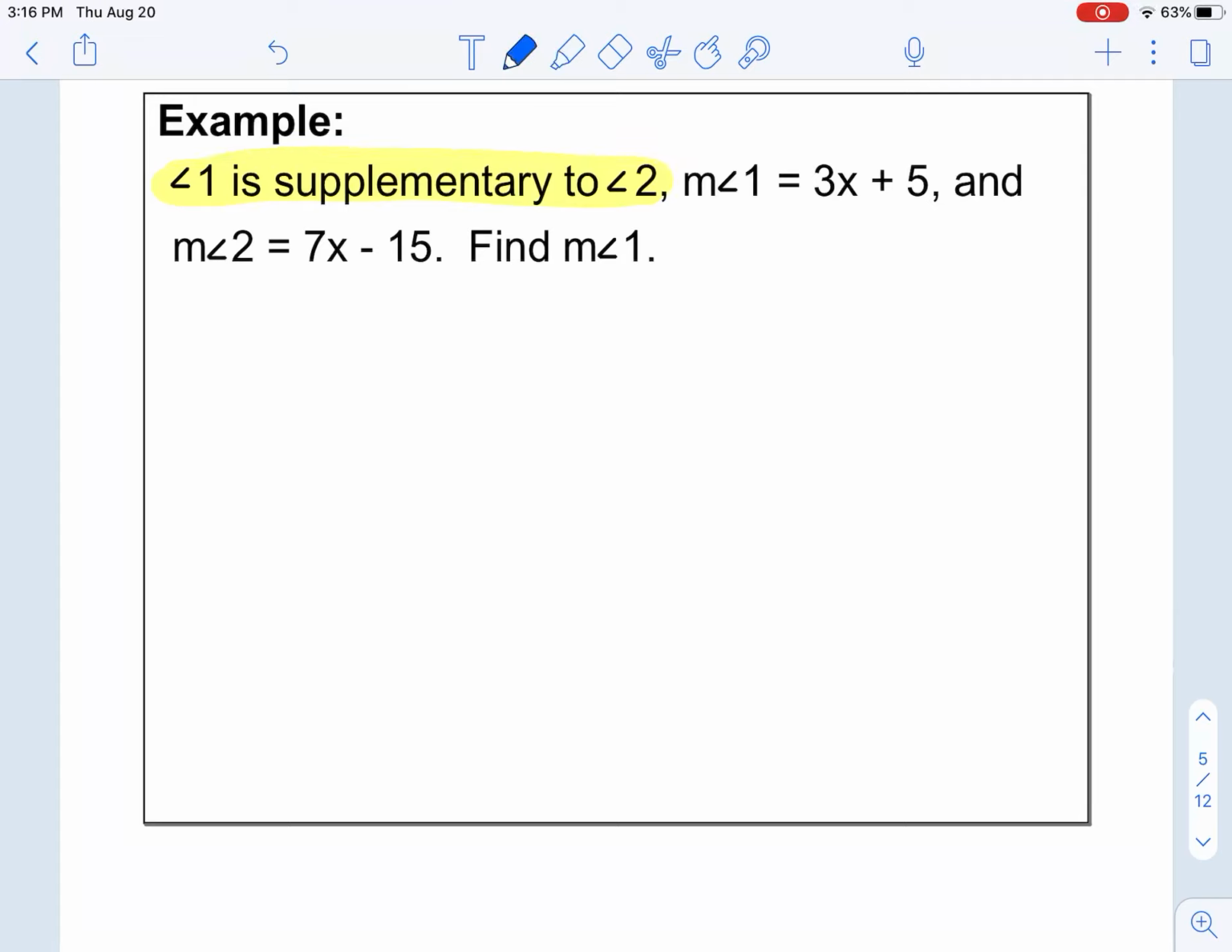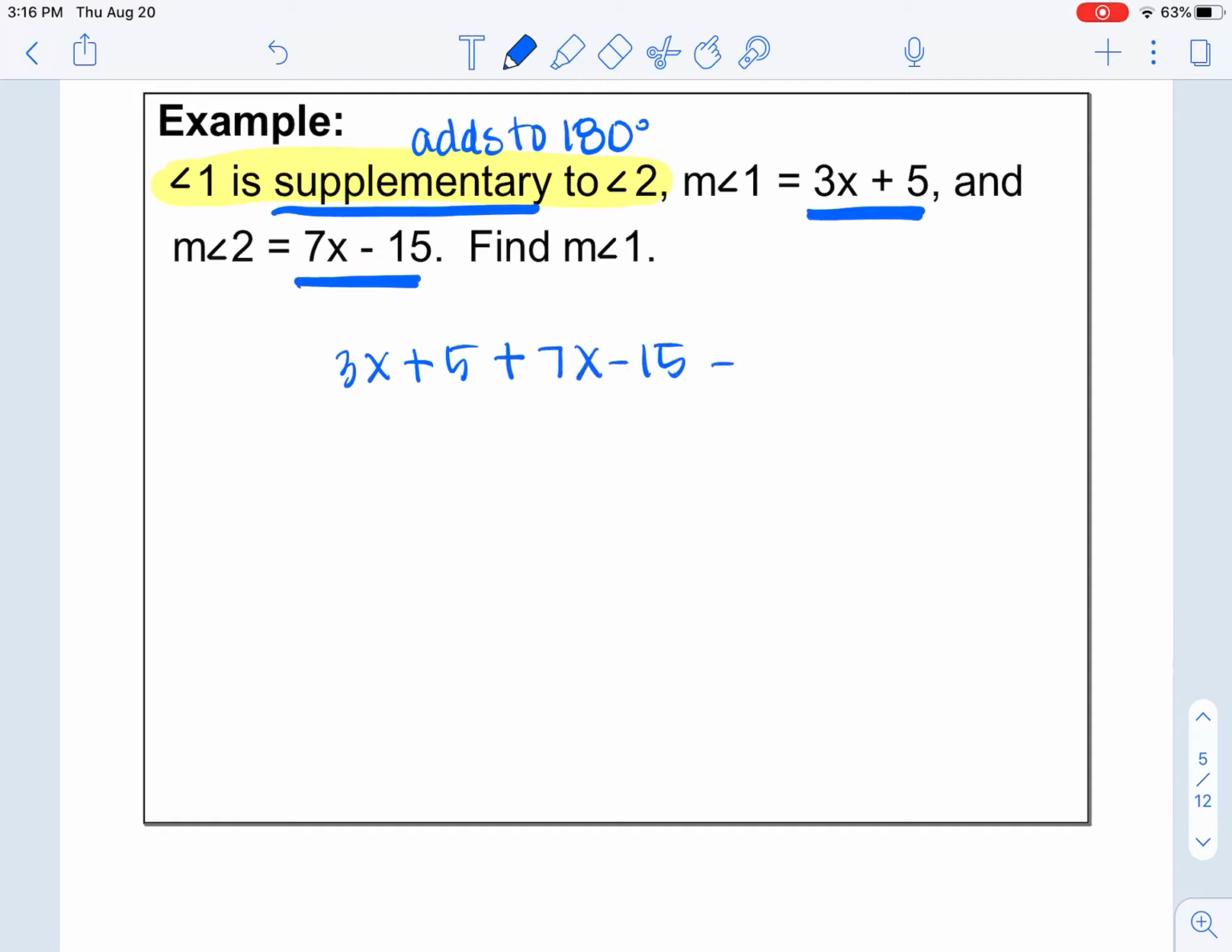So I always ask everyone, what's the first thing I have to do? And if you're saying draw a picture, no, you don't have to draw a picture for this. You have to know what supplementary means. Supplementary means adds to 180 degrees. So if angle 1 and angle 2 are supplementary, I know that their measures add to 180. So that's the equation I'm going to write: 3x plus 5 plus 7x minus 15 is equal to 180.